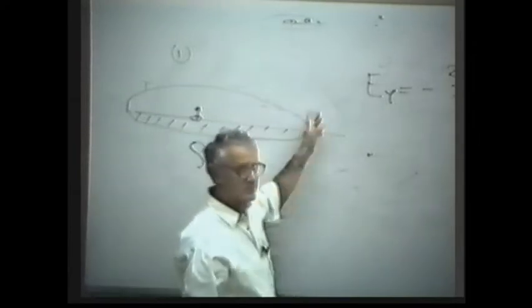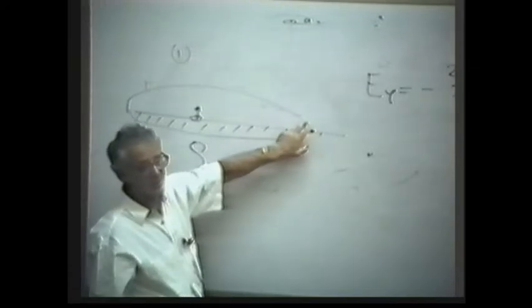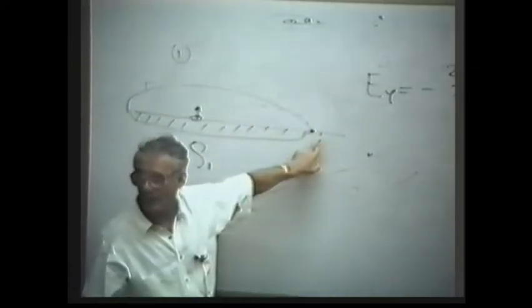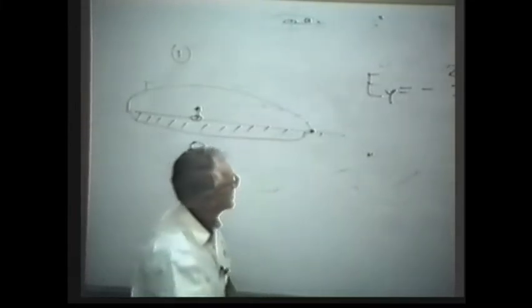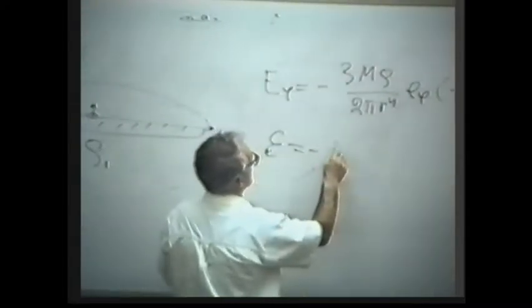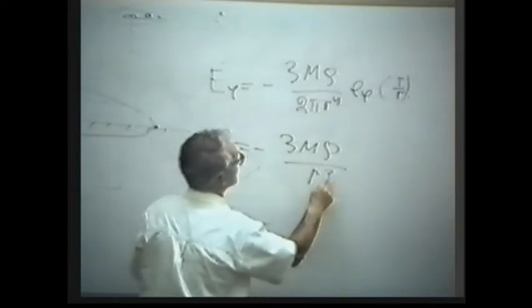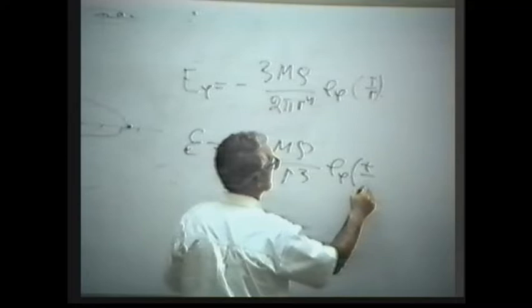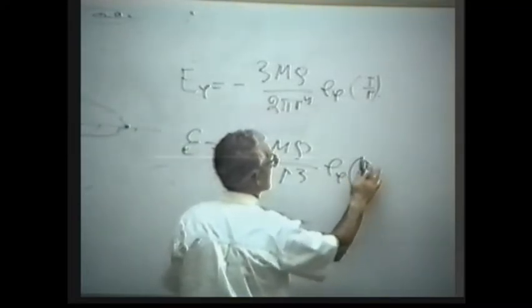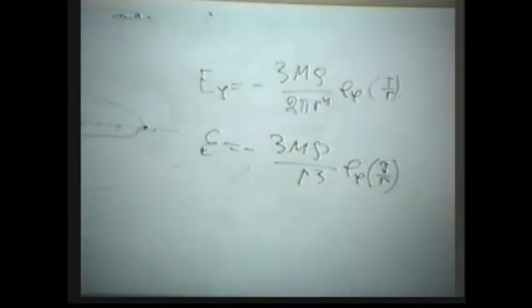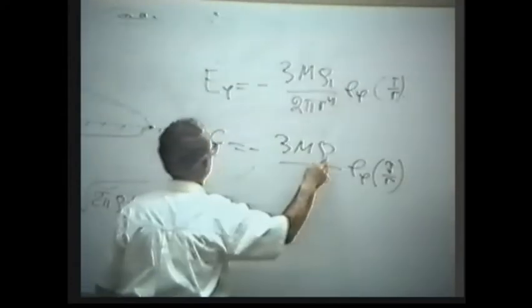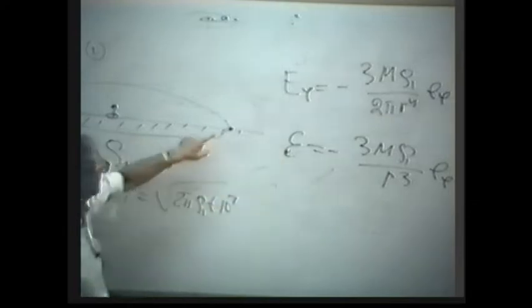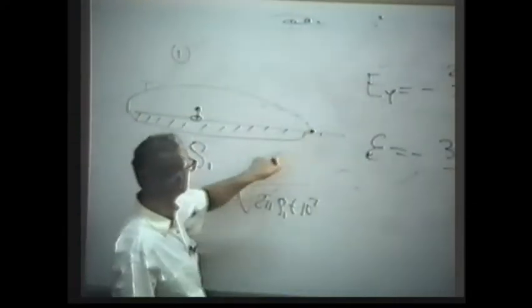Now, if I know electrical field, I am trying to use all time dipole. If you know electrical field, multiply by 2 pi r, and then what you will get? Electromotive force. So electromotive force equals minus 3m rho divided by r cubed times some function of tau over r. Now, where tau equals square root of 2 pi rho 1 t. Here I will write rho 1. So that's electromotive force, which is induced in the circle, due to magnetic field.